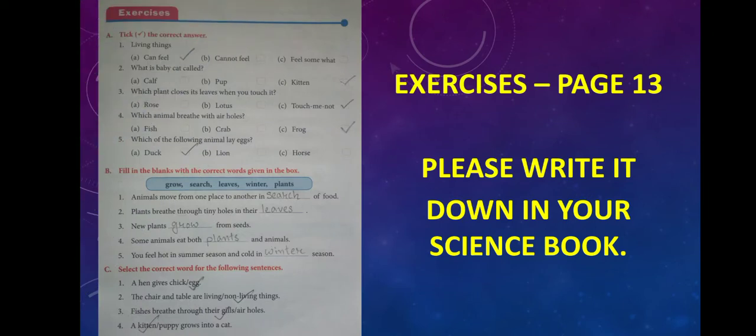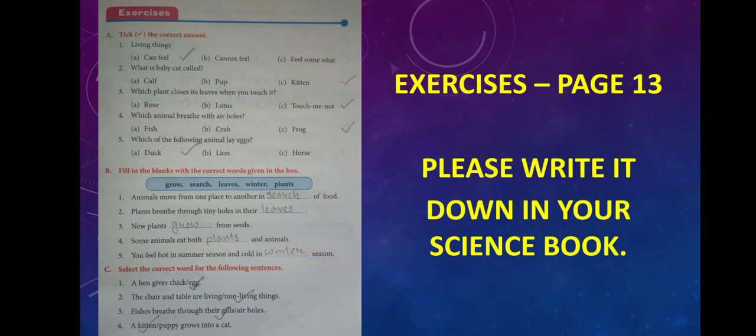These are the exercises that we have to do. You have to write them down in your science textbook. So I request everyone to please take out your science textbook. Look at this picture, and from here you can pause the video and write it down in your science book.